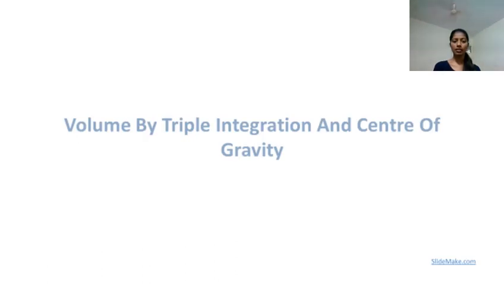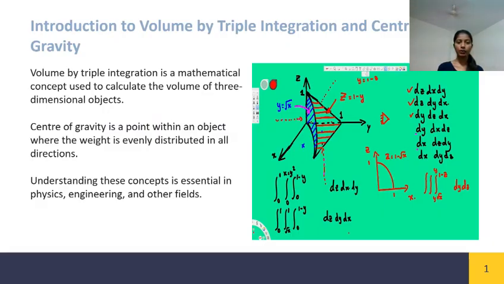Today we are discussing the topic volume by triple integration and center of gravity. Introduction to volume by triple integration and center of gravity. Volume by triple integration is a mathematical concept used to calculate the volume of three-dimensional objects. Center of gravity is a point within an object where the weight is evenly distributed in all directions. Understanding these concepts is essential in physics, engineering, and other fields.